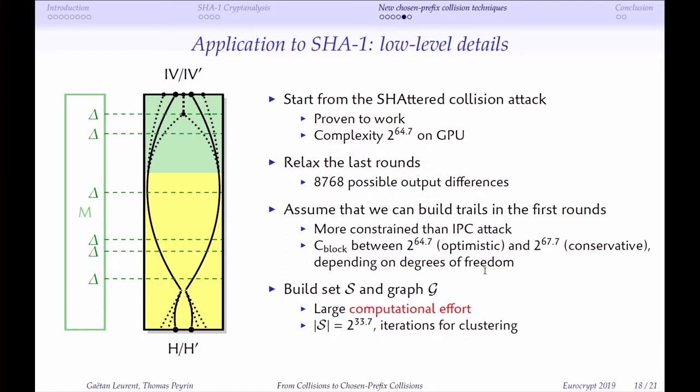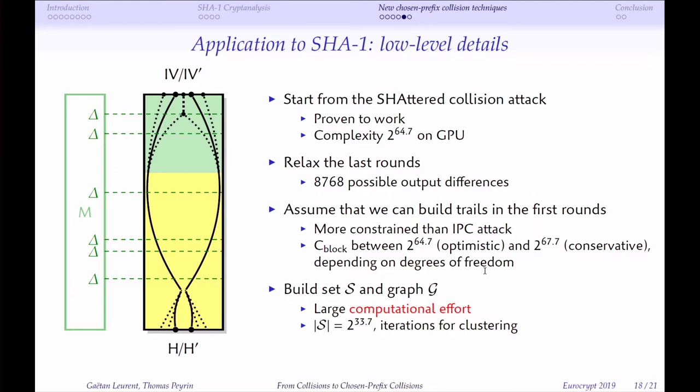Now, if you want to go more to a lower level, it's going to be a little bit ugly. I will not go through the details, but the big idea is we just start from the SHAttered collision attack, because this attack was implemented in practice, so we know it actually works, which is not necessarily the case of all proposed attacks on SHA-1. And we know the complexity of this attack.